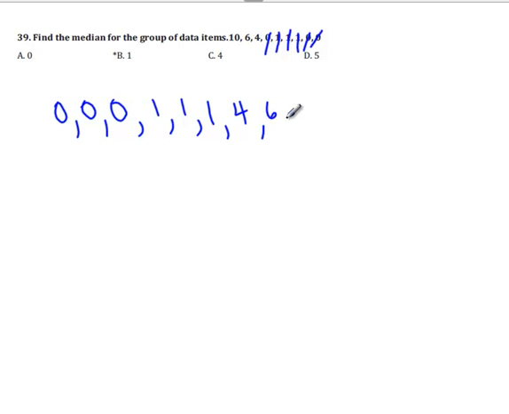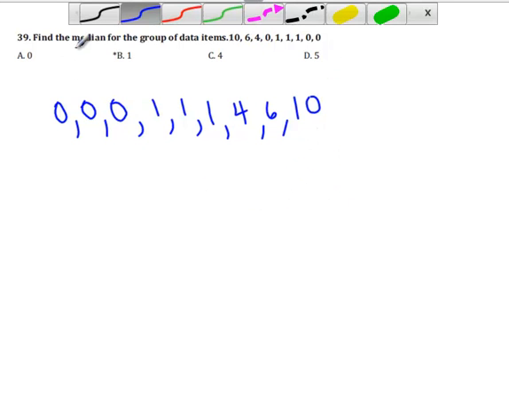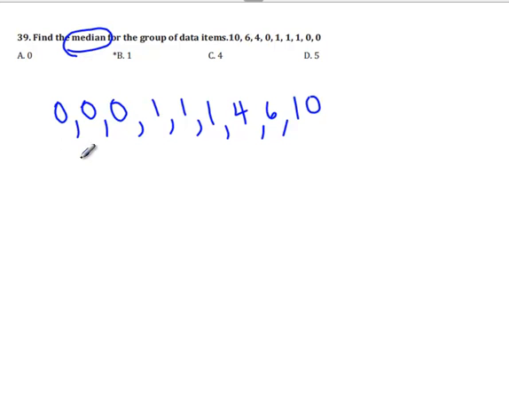Find the median for the group of items 10, 6, 4, 0, 1, 1, 1, 0, 0. In order to find the median, you need to list your values from smallest to largest, or you could do largest to smallest. And I always mark them out as I write them down, just to be sure that I've got them all. 4, 6, and 10. So the median is the number that is in the middle of these.